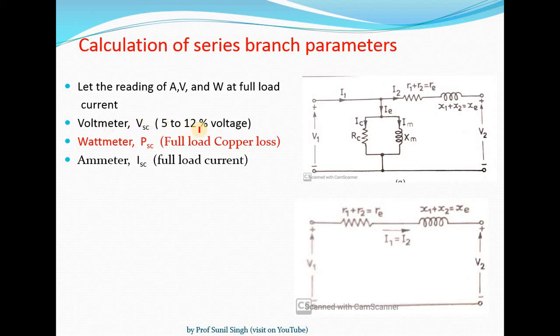whereas the voltage required to flow the full load current is only 5 to 12% of the voltage, very less voltage, and at this voltage the core loss is very less, because, as we have earlier discussed, the core loss depends upon the voltage. If voltage is 5 to 12%, the core loss will be less, so it can be neglected. That's why whatever the wattmeter reading is there, it will give the full load copper loss, and this ammeter will give the full load current.